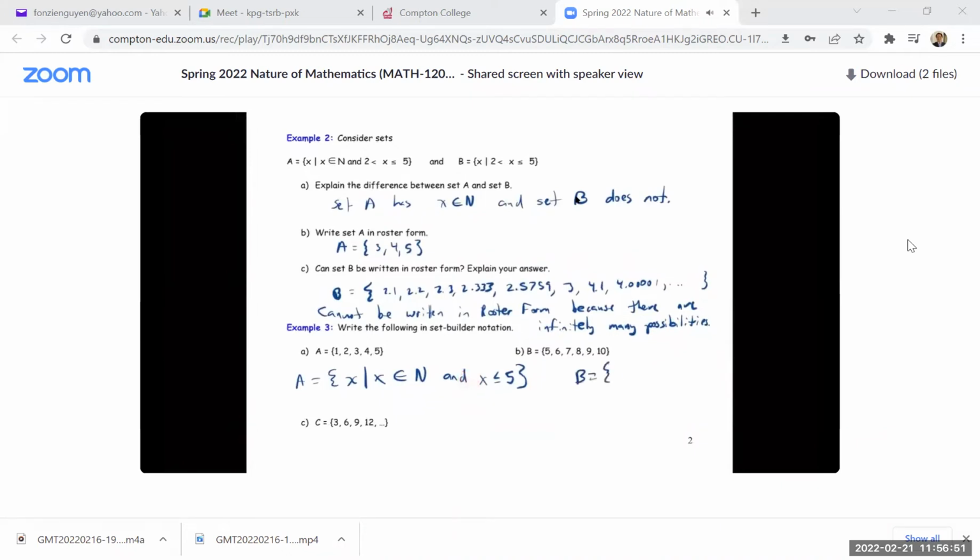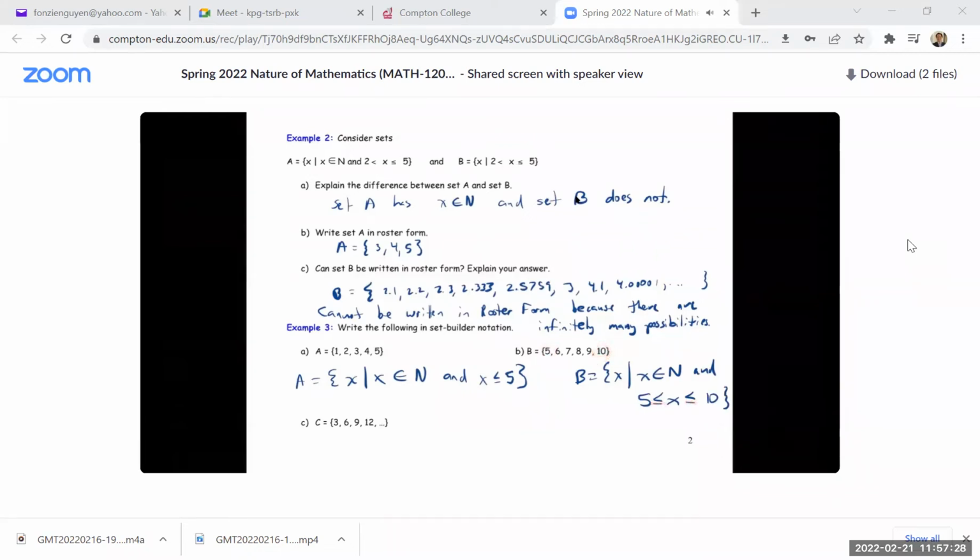All right, let's look at B. B would be the same thing, x such that x is an element of the natural numbers. And how would you write this one? It's greater than 5, but less than or equal to 10. Notice I have the equal on both sides because I also want to include the 5 and include the 10. So you have to put equals on both.